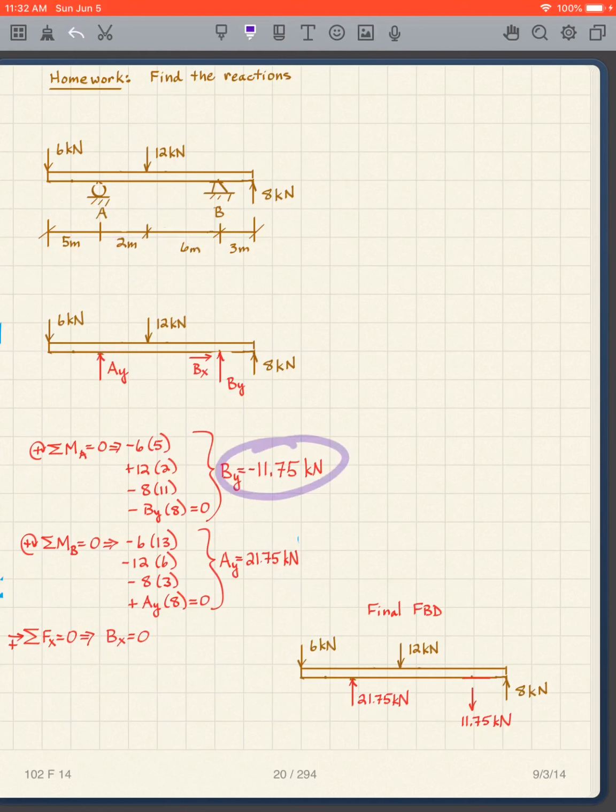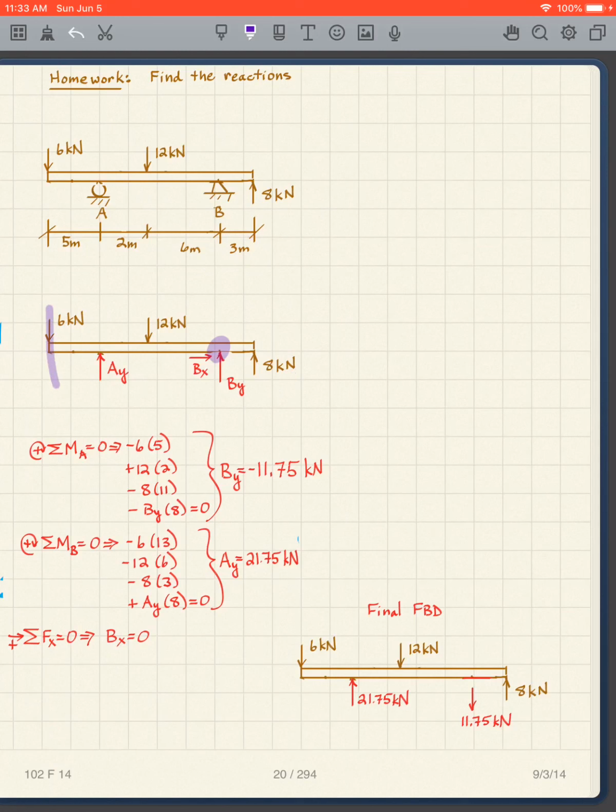Solve for BY using algebra. Set everything equal to 0. We got negative 11.75. Now we're going to take moments about B equals 0. So there's the center of my clock. So I have 6 times 13, AY times 8, 12 times 6, 8 times 3.